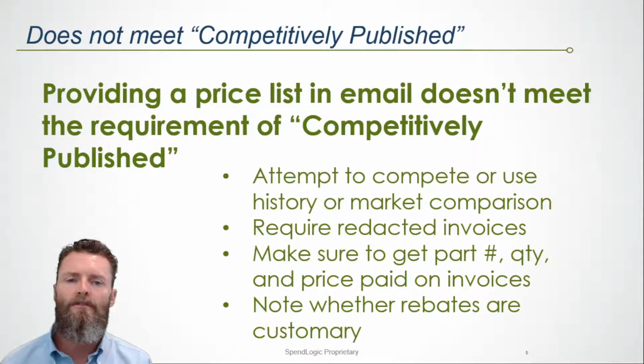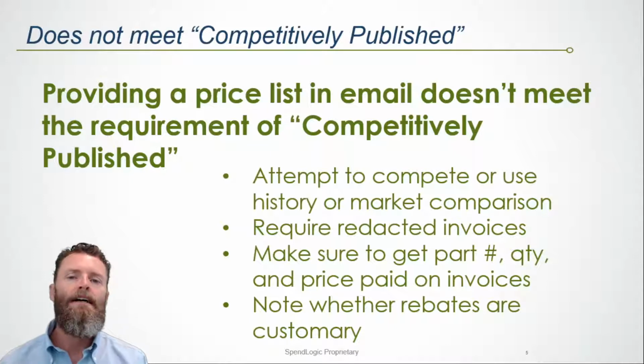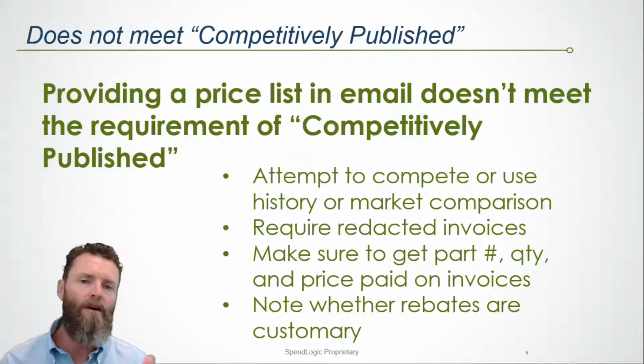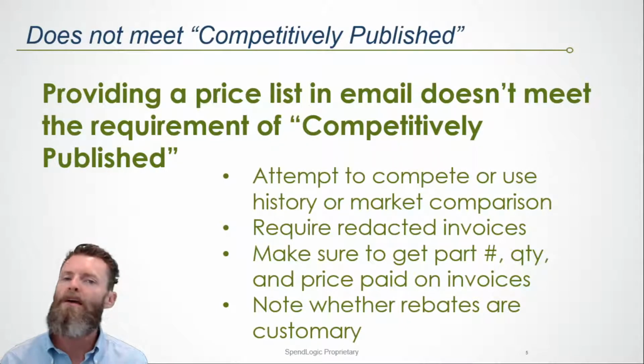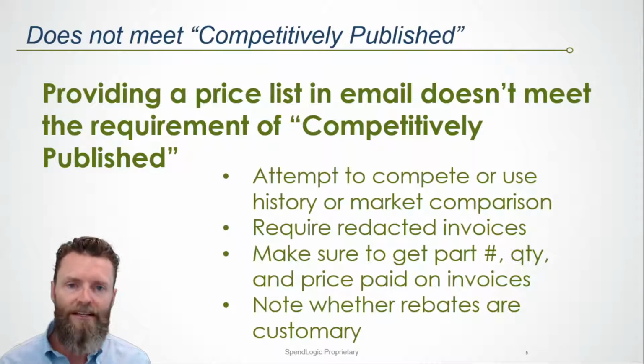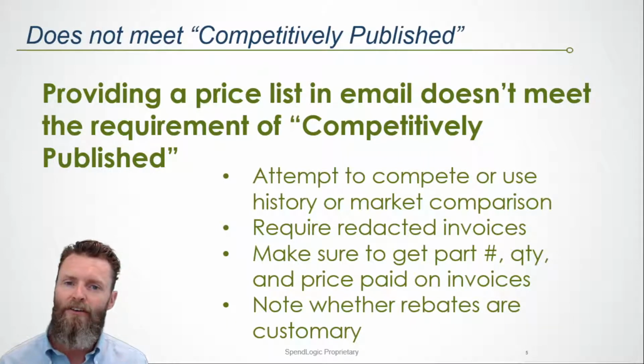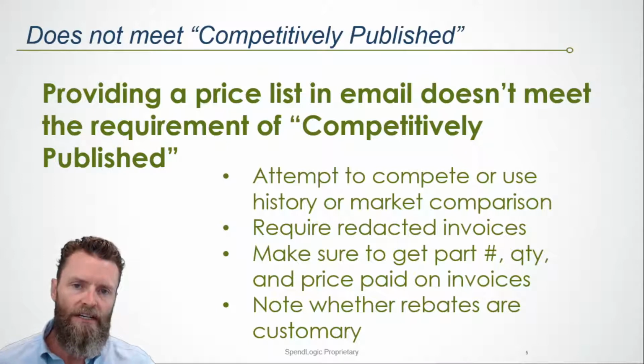So, some of the ways that you can get around this: the first thing I'm going to say is you've got to attempt to compete this. If you can use history or market comparisons or something else, you're going to get further along. So if you have a case where it very clearly uses market forces to set the price, this is truly what people are paying, and the price list is published for anybody to get to, then great, go ahead with this. But if you have the opportunity to compete, you should do that first, and then use history or market comparables after that.